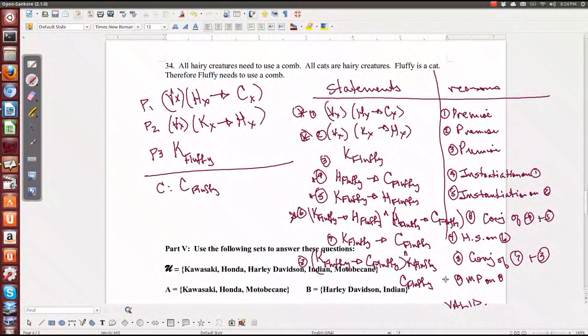So the key here on this problem is because I see this universal, I need to go ahead and do an instantiation. I need to do an instantiation for each one of our universal quantified statements.